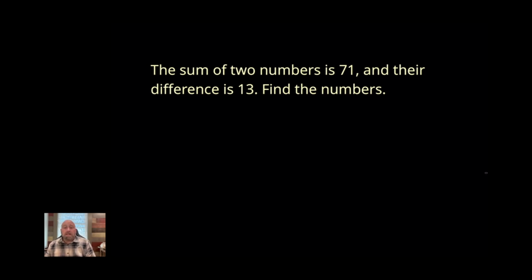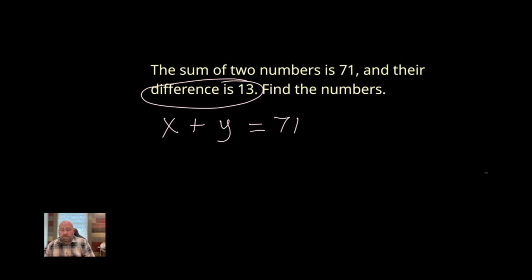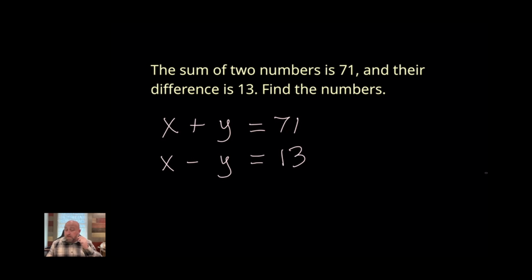So what we want to do is, this is the first time that I'm going to let you represent these numbers with an x and a y, because now we've showed you how to do it. So if we say the first number is x, and then the sum, remember the sum, is plus, and then the next number is y, and then make sure that you remember the word is always going to be equals, and then 71. Now notice here we have the difference. What's the difference? Well, we have x minus y equals 13. Okay, so when you add them together, it gives you 71, and when you subtract them, it gives you 13.